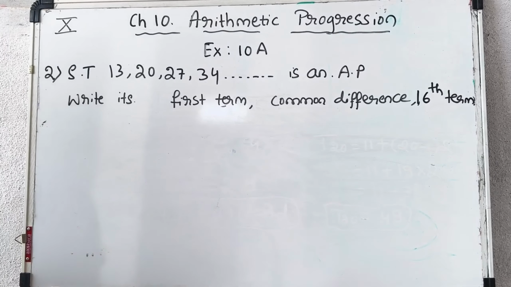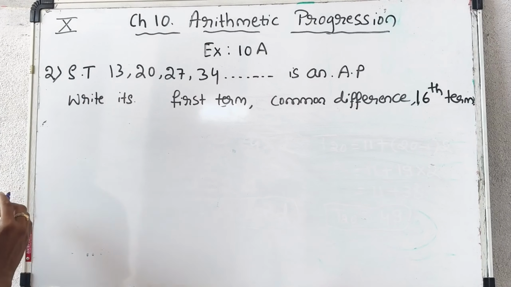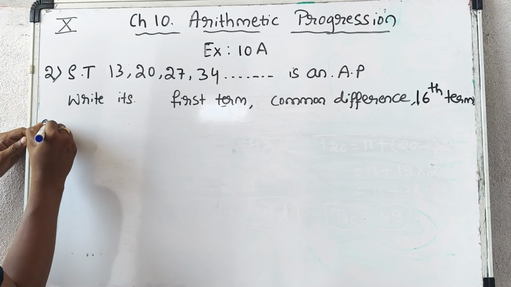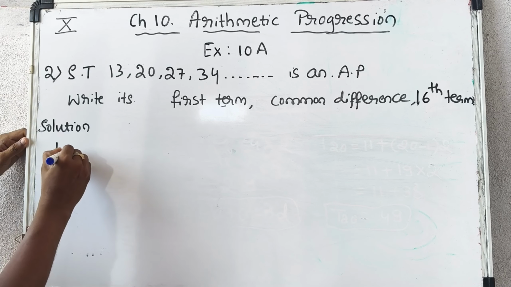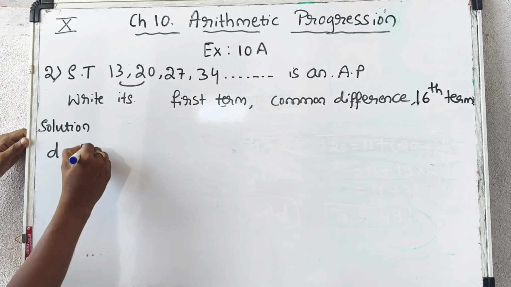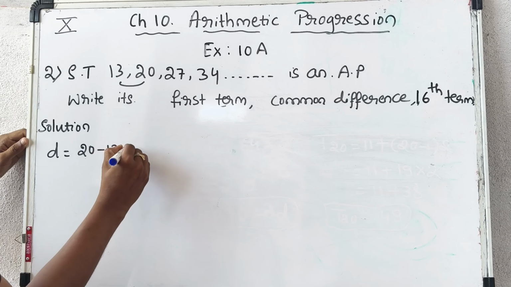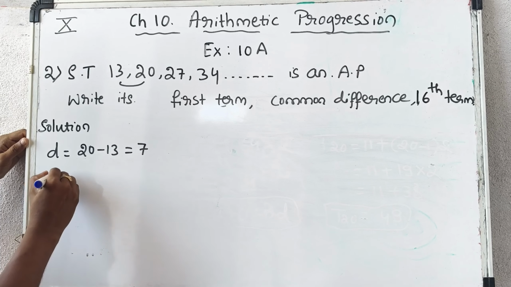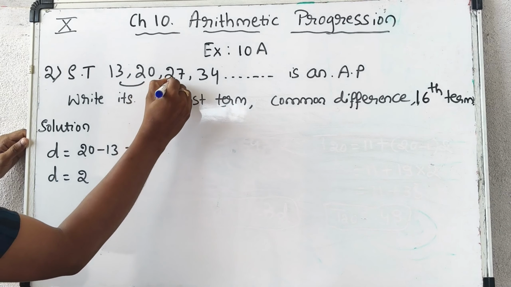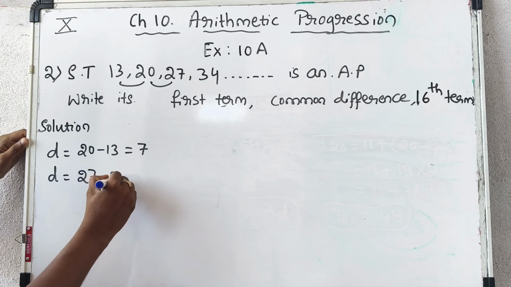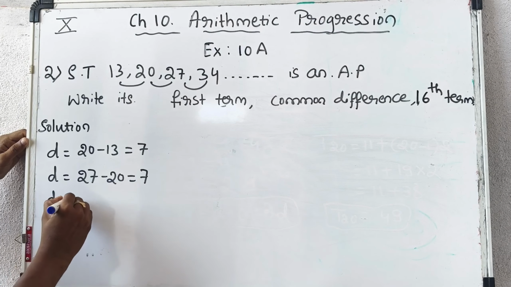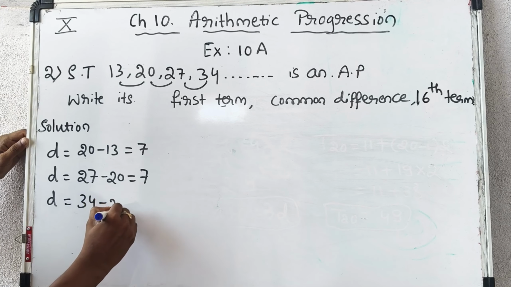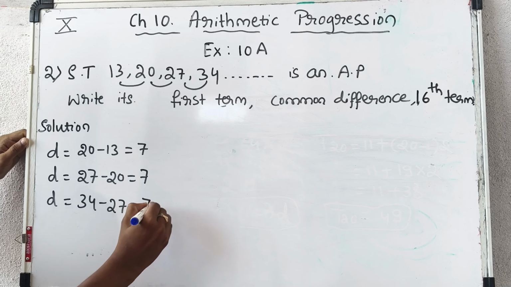Here is the next question. Show that the progression 13, 20, 27, 34 is an AP, and also write its first term, common difference, and 60th term. Again a2 minus a1, 20 minus 13 gives me 7, 27 minus 20 gives me 7, 34 minus 27, again this difference is 7.